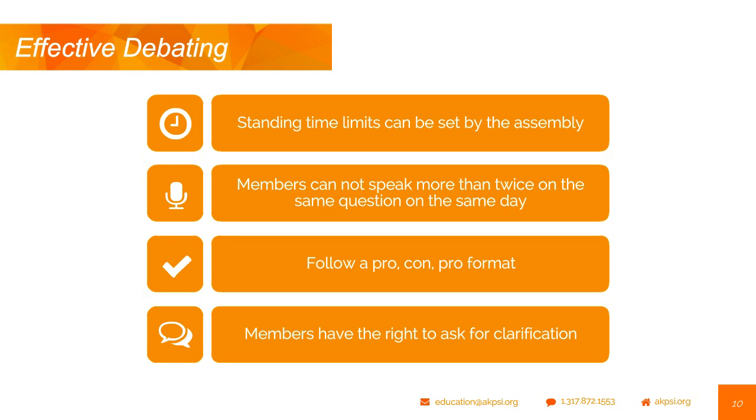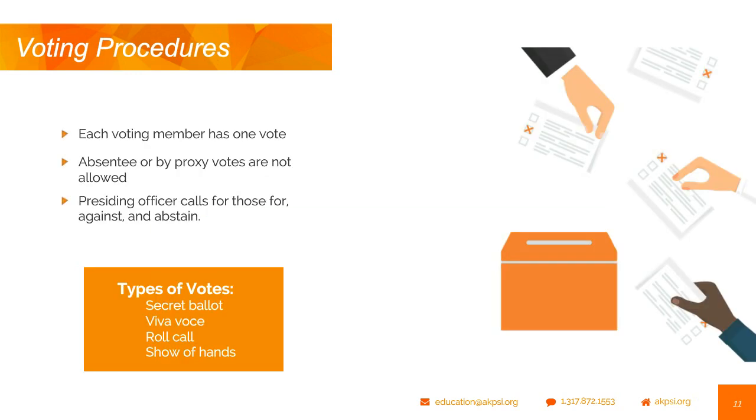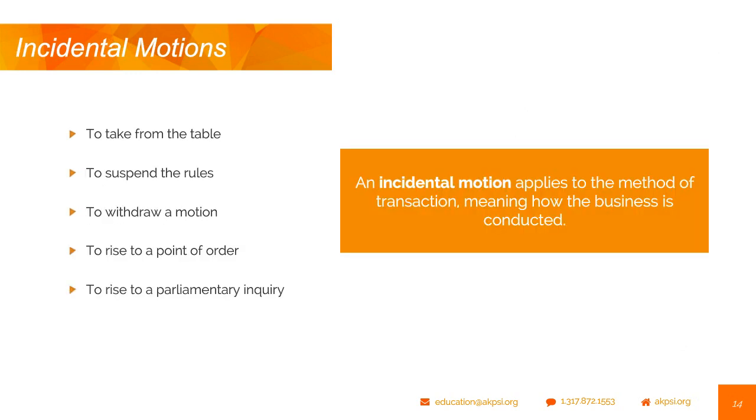Okay, so that concludes debating. Now we're moving on to voting procedures. We're going to go over voting procedures real quickly. It is important to remember that each voting member has one vote, and the votes of all voting members are counted equally. Parliamentary procedure does not allow for absentee voting or voting by proxy. If you are not present at the meeting when the vote is taken, nobody can make a vote on your behalf, and you do not get a vote.